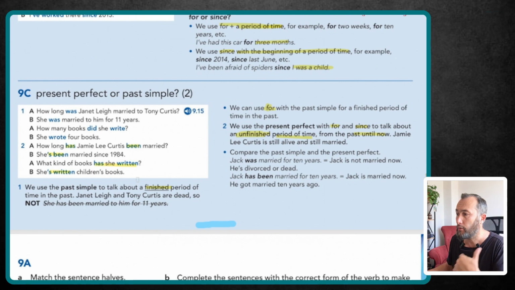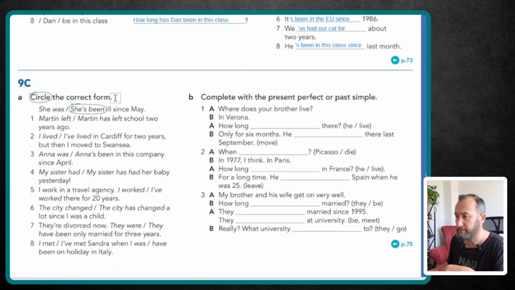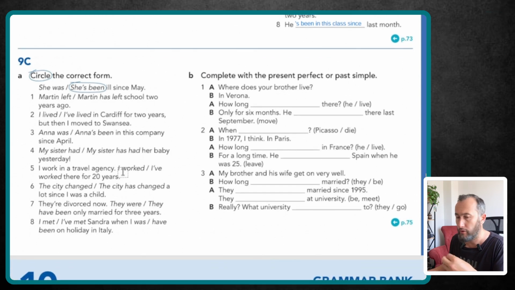Okay, guys. So now we're gonna do the exercise on the next page, 9C, and I'll explain more within this exercise. Circle the correct form. Number one: Martin left or Martin has left 2 years ago. When there is "2 years ago," it will be past simple, guys. Martin left, because there's a time in the past mentioned clearly.